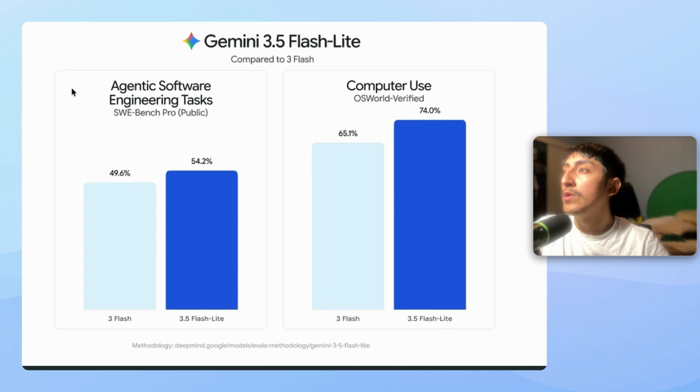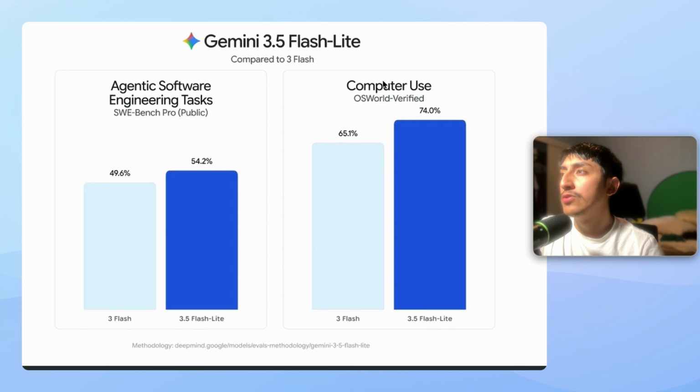So taking a look at SWE Bench Pro, we can see that 3 Flash comes in at 49.6 versus Flash Lite coming in at 54.2. Now, this is the one that does real bug fixing and feature work. If we take a look at OS World, the computer use task, we can see that 3 Flash comes in at 65.1 and Flash Lite comes in at 74%. So almost a 10% increase in performance.